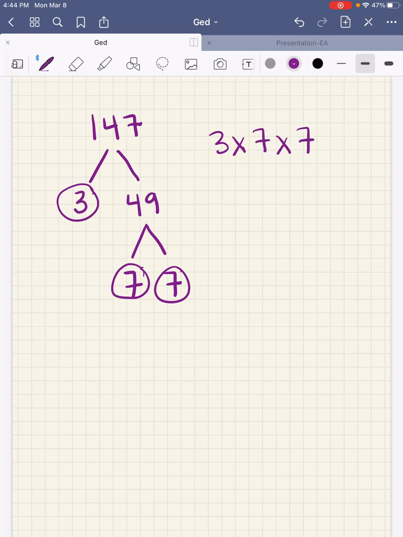In the next video, I'm going to show you how to use prime factorization to find the lowest common denominator, or in other words, to reduce fractions to their lowest terms.